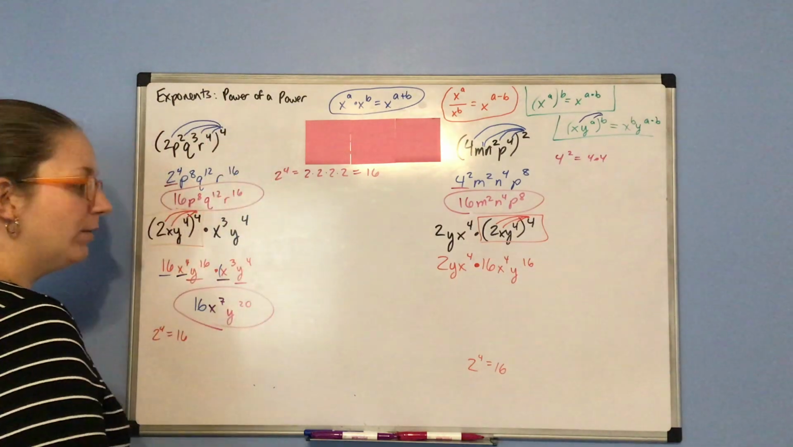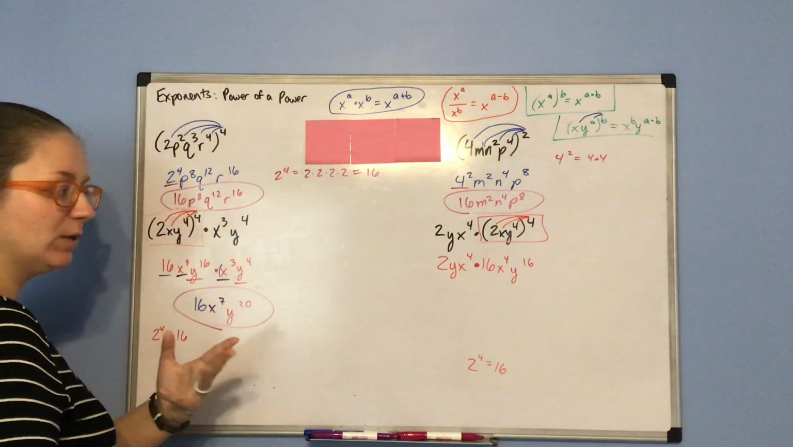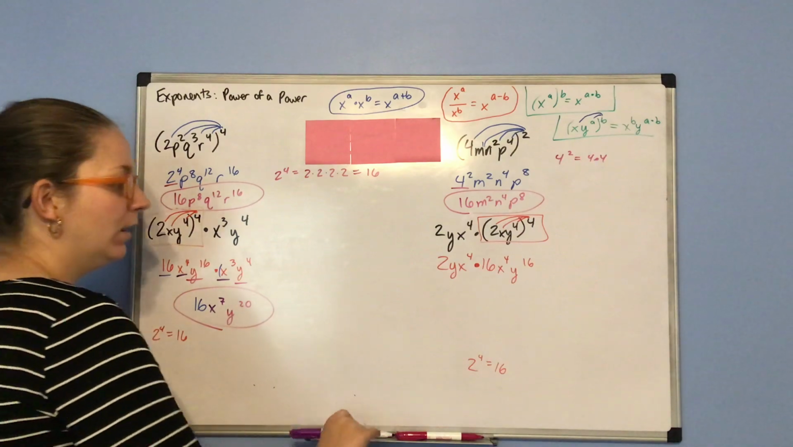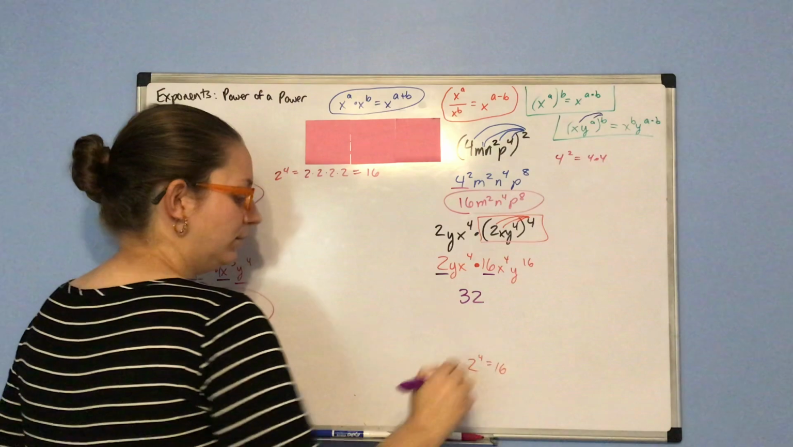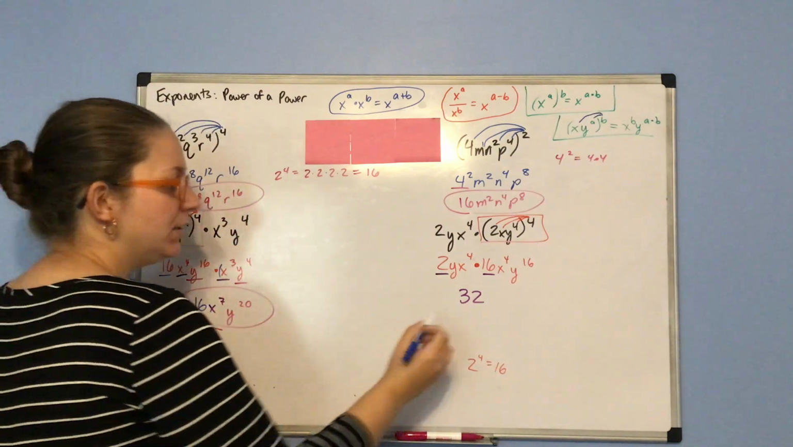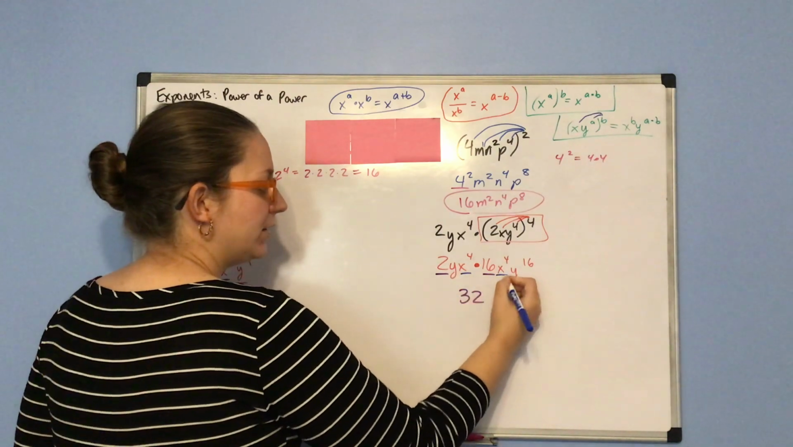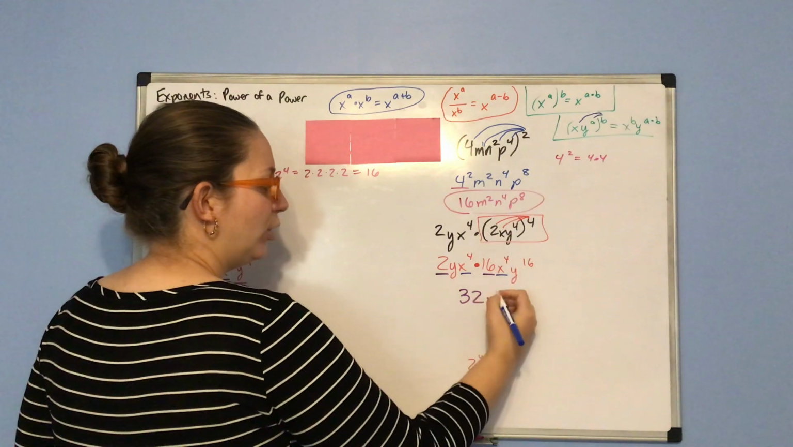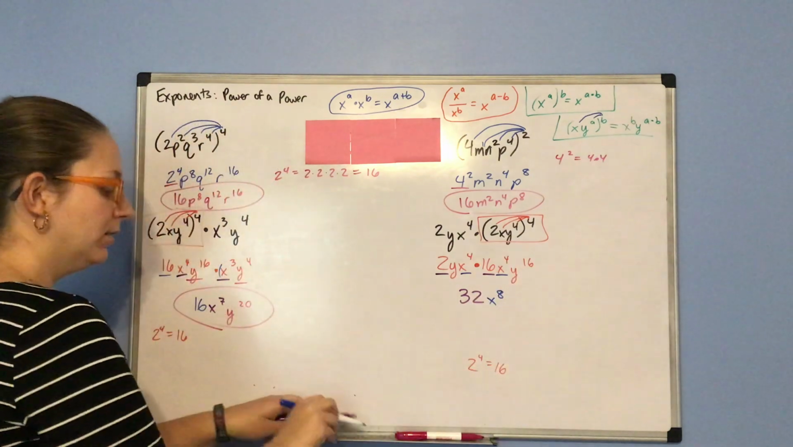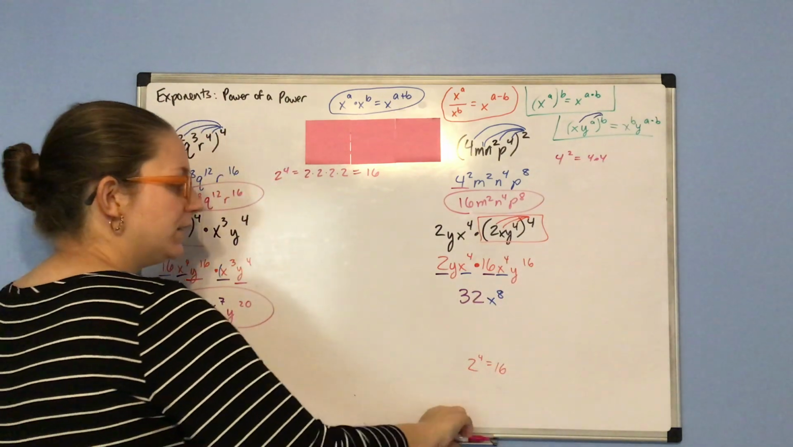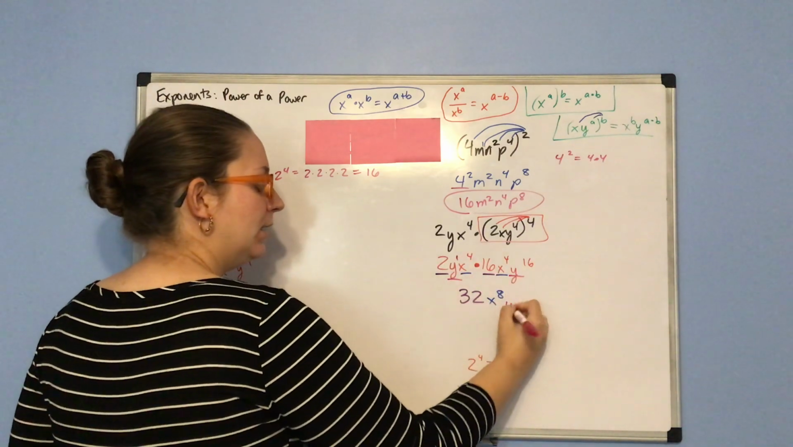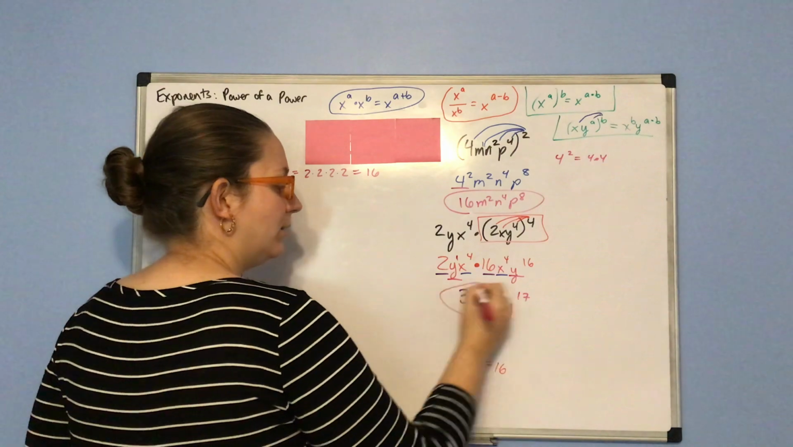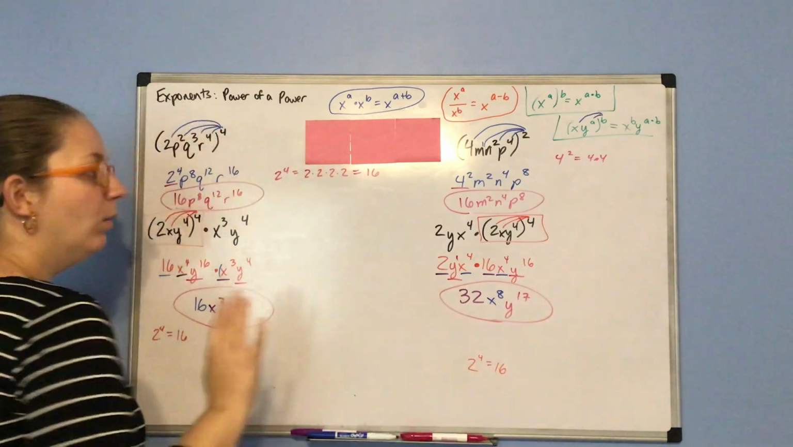I'm not done yet though. I want to see one coefficient, one x power, one y power. Coefficient wise, 2 times 16 is 32. X's, x to the 4, x to the 4. When I add 4 plus 4, I get x to the 8. And y's, it's like a hidden 1 here. 1 plus 16 gives me y to the 17. We're going to do a few more.